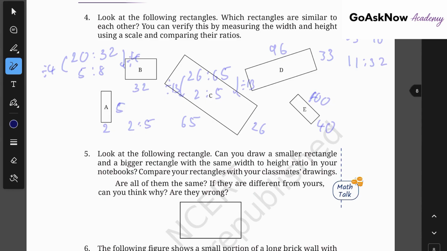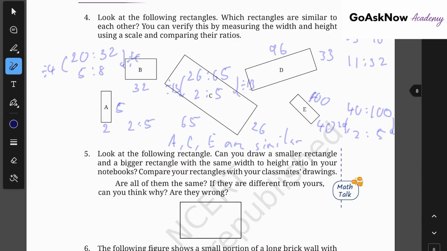Now for rectangle E, the ratio is 40:100, which simplified becomes 2:5 since both sides are divisible by 20. So since the simplest form of ratio E is 2:5 and it's the same as rectangles A and C, A, C, and E are similar. Since their simplest ratios are the same, these three rectangles are similar.